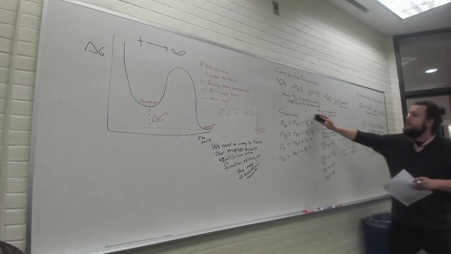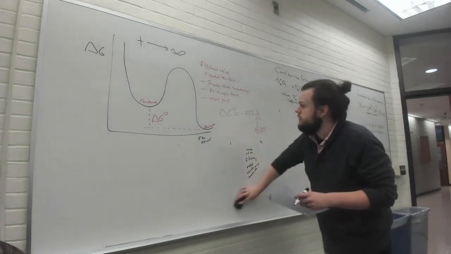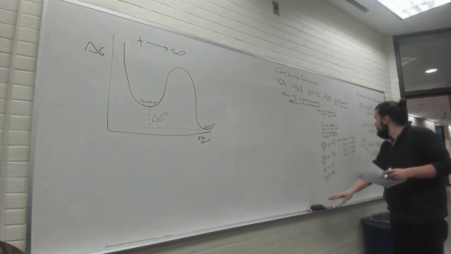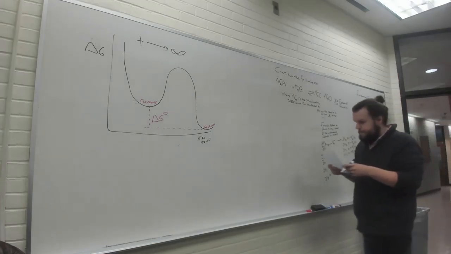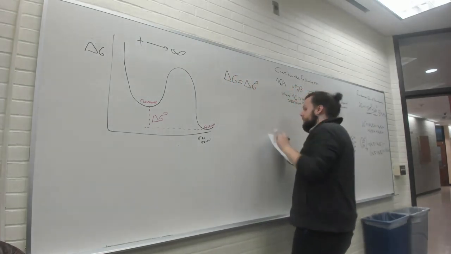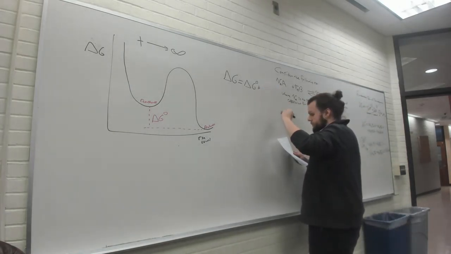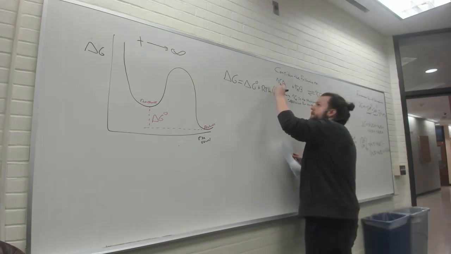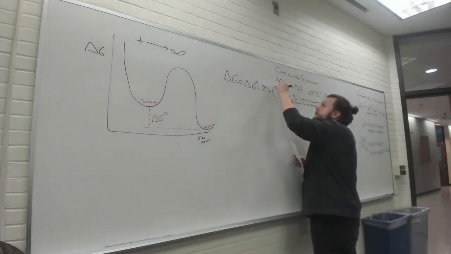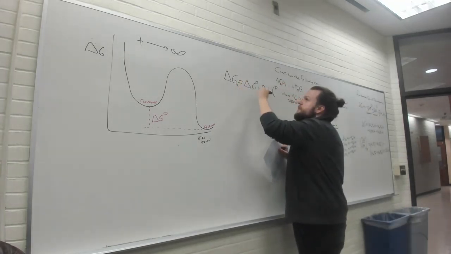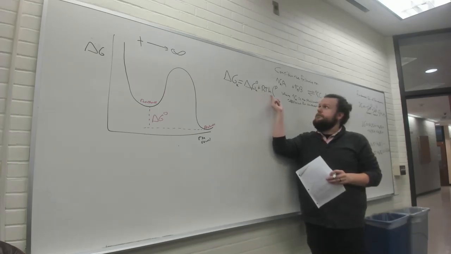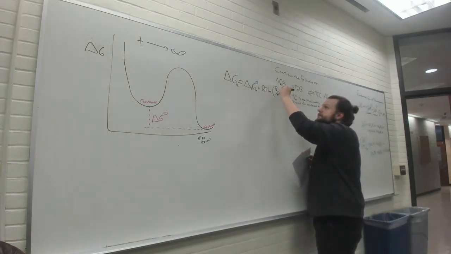So let me erase some things here. I'm going to leave this here. Okay, so delta G of the reaction is delta G star plus RT ln. And we can use mole fraction here if we want, but I'm just going to use partial pressures. That's the Gibbs energy of a specific component. It's going to be the Gibbs free energy of formation of that component plus RT ln times the partial pressure divided by a standard pressure. I'll write that out.